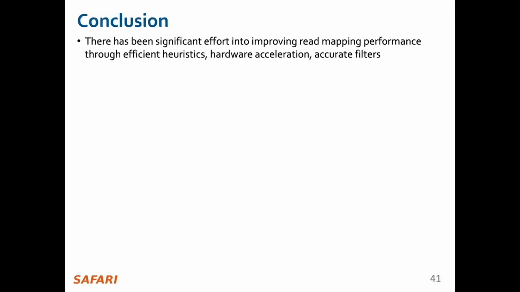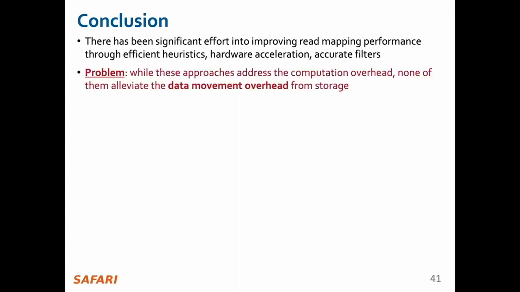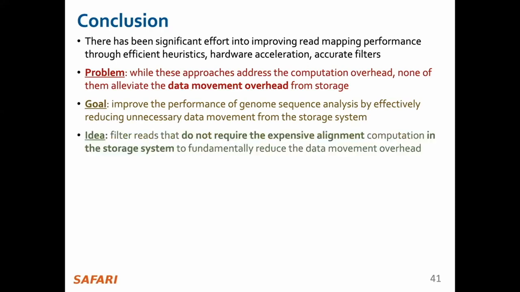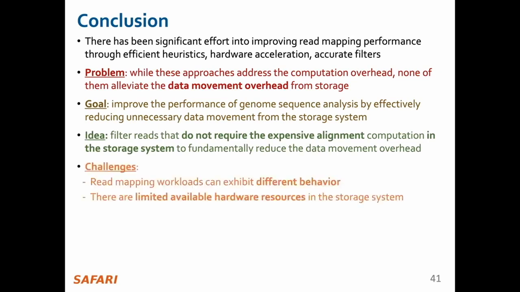So there has been significant effort into improving read mapping performance through efficient heuristics, hardware accelerators, and accurate filters. And the problem is that while these approaches address the computation overhead, none of them alleviate data movement overhead from storage. And our goal is to improve the performance of genome sequence analysis by efficiently reducing unnecessary data movement from the storage system. And our idea is to filter reads that do not require the expensive alignment computation in the storage system to fundamentally reduce the data movement overhead.